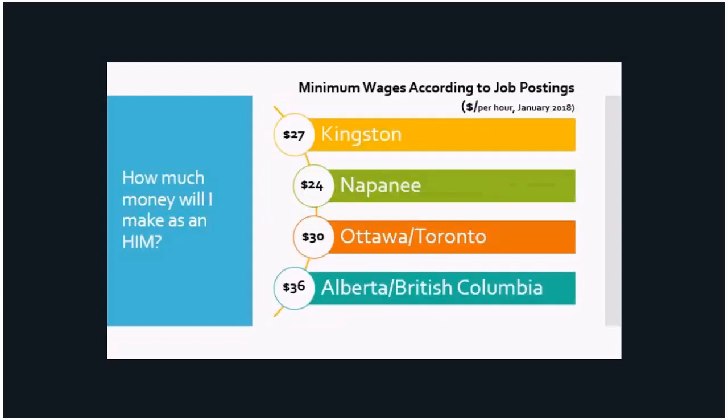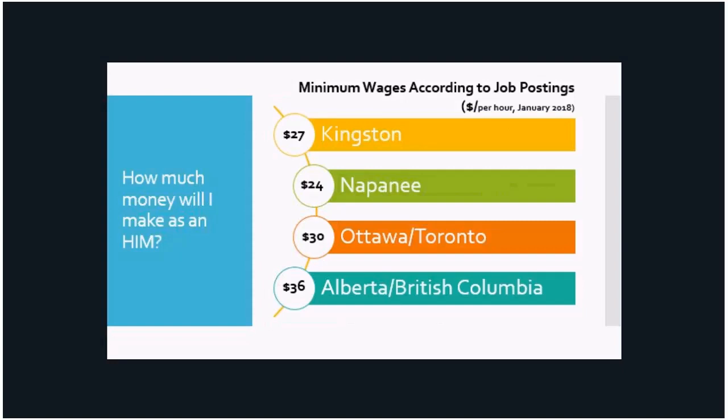So how much money will you make as an HIM? These are minimum wages according to particular job postings in the areas listed below. These were pay rates per hour for January of 2018, so this time last year. In the Kingston area it's $27 an hour. In the Napanee area, we found about $24 an hour. In Ottawa or Toronto, $30 an hour, and then Alberta and British Columbia is upwards of $36 an hour.